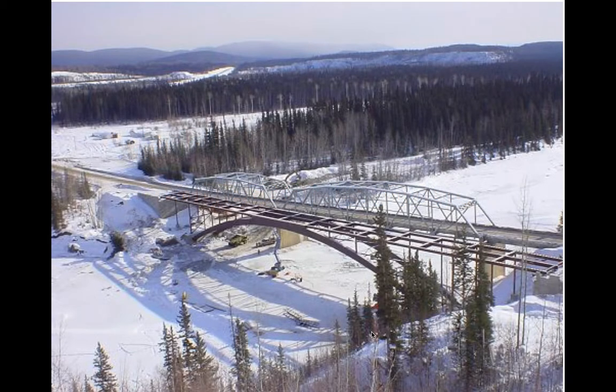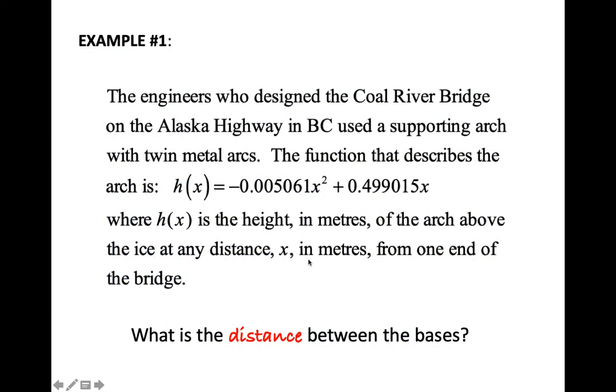The first one we looked at involved a bridge. If you look down, you can see for sure that there is this parabolic arch underneath the bridge supporting it. So the engineers who designed the Coal River Bridge on the Alaska Highway in BC used a supporting arch with twin metal arcs. The function that describes the arch is the following function, where h is the height in meters of the arch above the ice, and x is the distance in meters from one end of the bridge. So the question was, what is the distance between the bases?